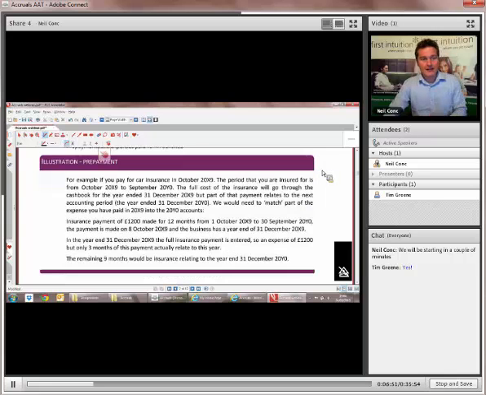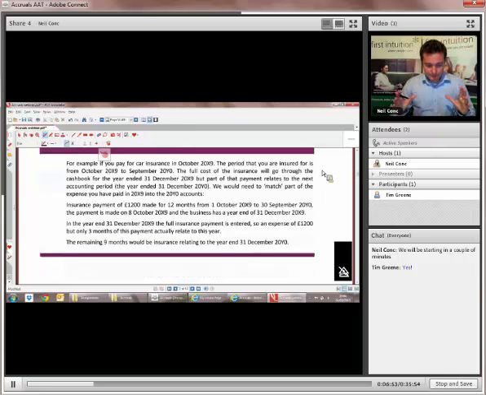Right, let's have a look at an example. Car insurance is a great example of this. We pay our car insurance in October 2009. And obviously we pay it, it lasts for 12 months. So we are insured from October 2009 to September 2010. That's 12 months of car insurance. And obviously we pay it in full. We don't put it on HP or anything like that. We're very good. So we pay for it in October 2009.